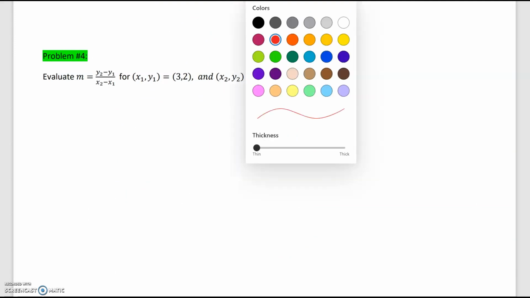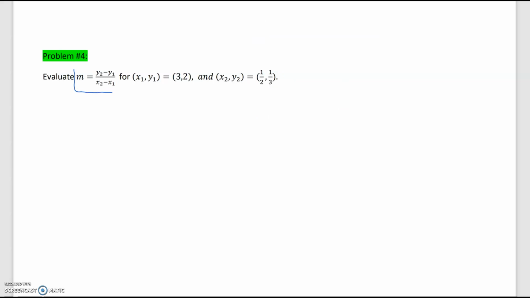Okay, so let me rewrite the formula with the parentheses, no negatives. So I'm just gonna actually evaluate them. So m is equal to, your y2 is a third. So we end up with 1/3 minus, and notice that that's your y2 minus your y1, that would be 2. All over your x2 is a half minus your x1 is 3.